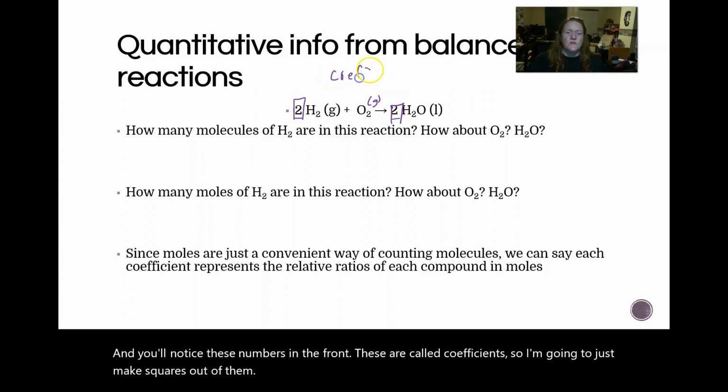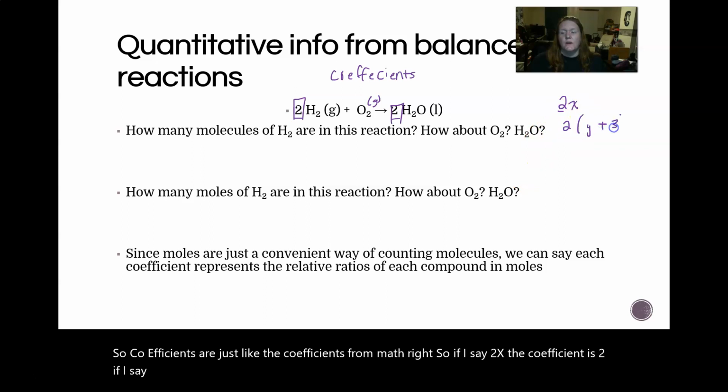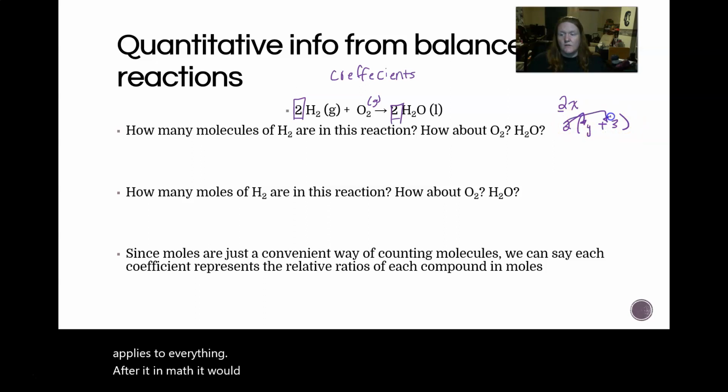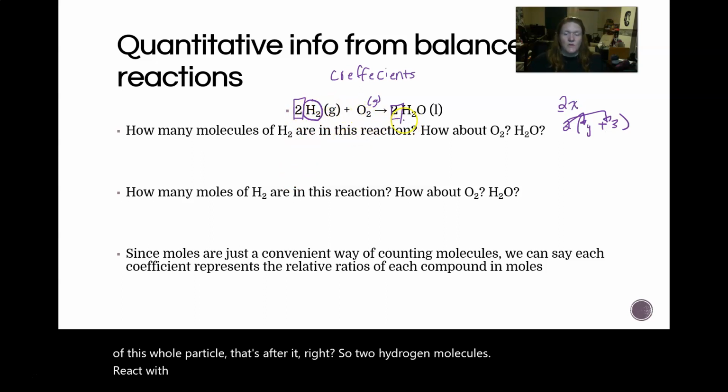So coefficients are just like the coefficients from math, right? So if I say 2x, the coefficient is 2. If I say 2y plus 3, the coefficient is still 2, right? So whatever comes after the coefficient applies to everything after it. In math, it would be like 2y and 2 times 3, like that. Here, when we say 2, we mean 2 of this whole particle that's after it, right? So 2 hydrogen molecules react with 1 oxygen molecule, and they're going to produce 2 water molecules, right?